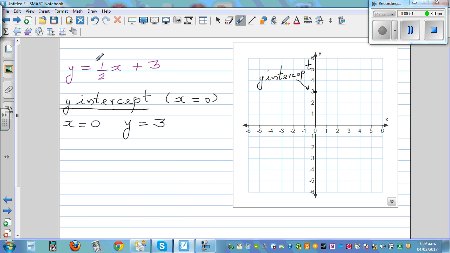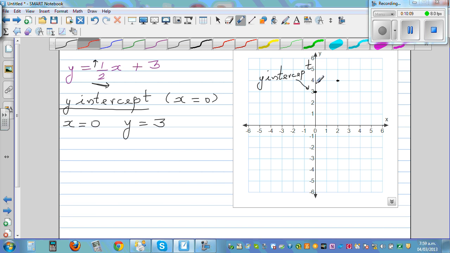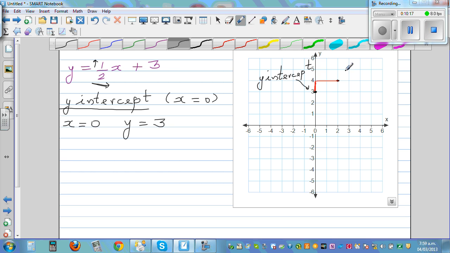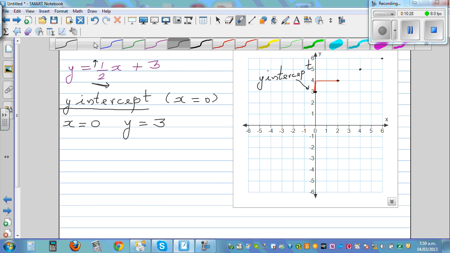Say you're going 1 up. This means you're going 1 up and 2 across. Let me use a red pen. So this is one up and two across. To reach the next point, you're going again one up and two across. This is the next point. Again, you're going one up and two across. Let me show you again. So this is one up.